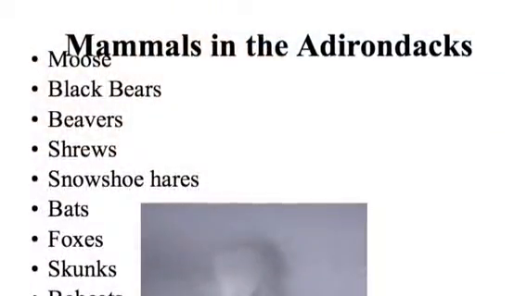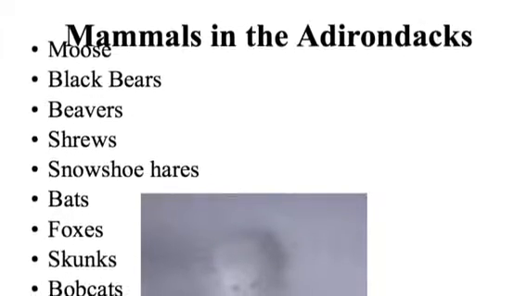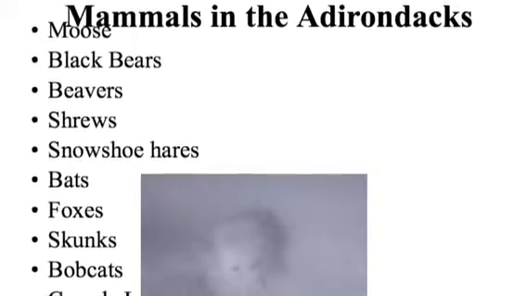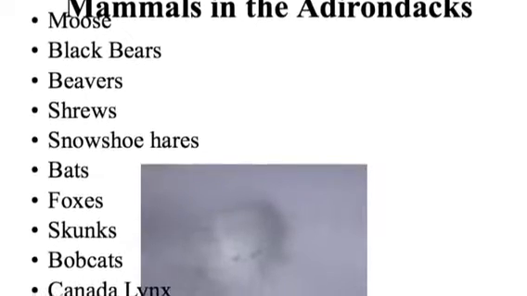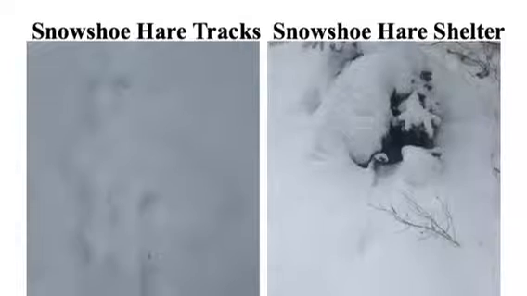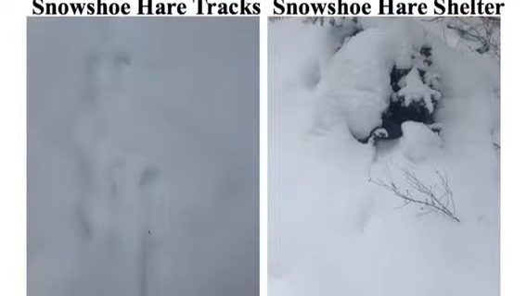There are many mammals in the Adirondacks. We did not see many, but we did see evidence of some. On this first slide here, you'll see a track of a white-tailed deer, as well as a list of the mammals that are present. There were also snowshoe hare tracks that we found in the woods, as well as, on the right, a shelter.